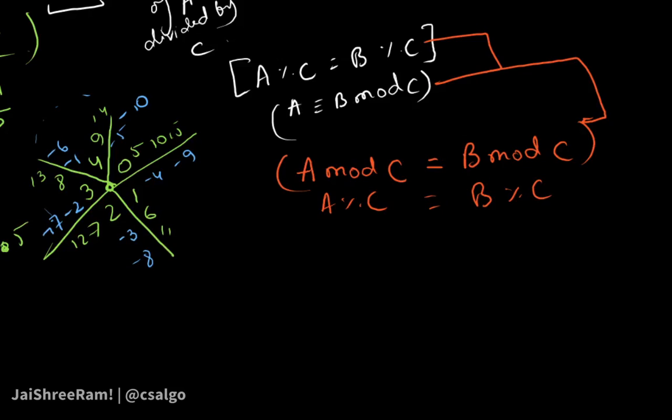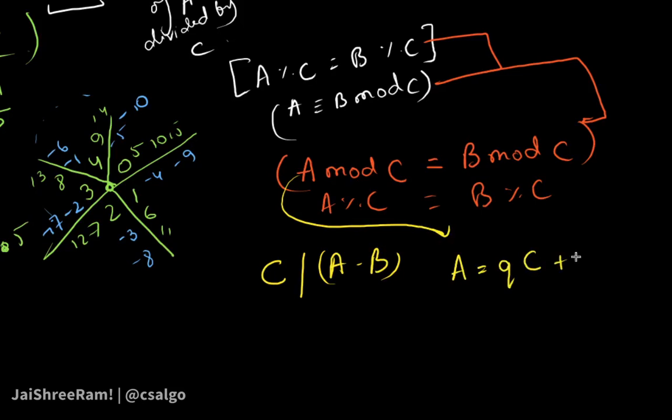Another way to think about this would be that C divides A minus B. Now what is this? If you take this expression from Euclid's theorem, we know that any number A can be written as some quotient times C plus R1, and B can be written as some quotient times C plus R2. And since they are congruent, the remainders are the same. So this and this are the same.